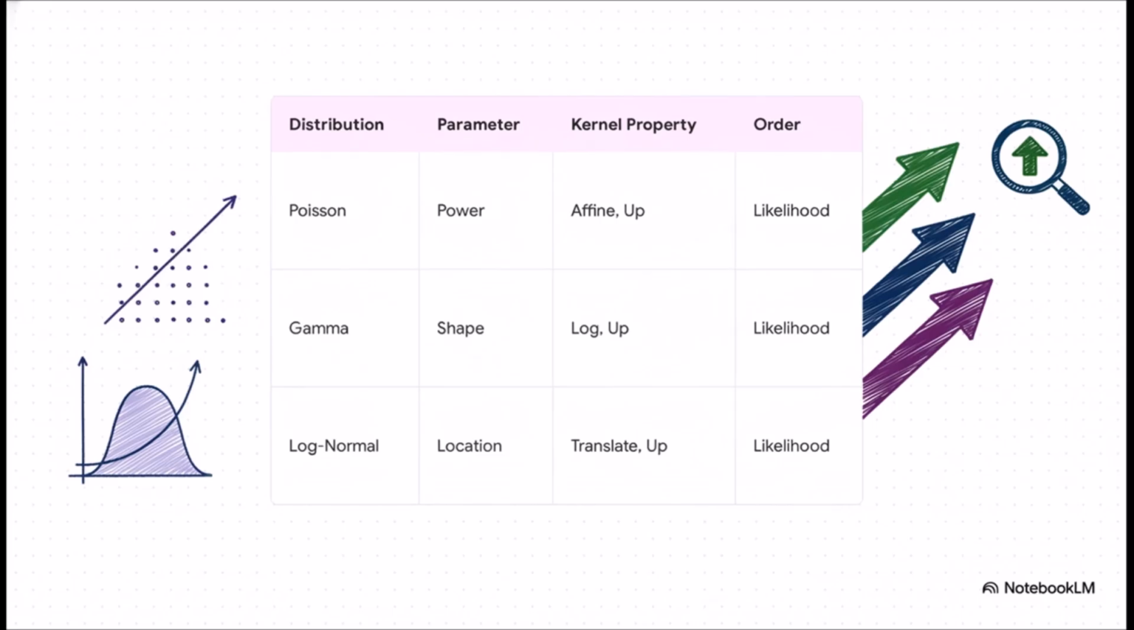Next, the gamma distribution. It relies on a shape parameter. Its kernel property drops out as a logarithmic curve that is, again, cleanly non-decreasing. Boom! Likelihood ratio proven. Finally, the log-normal distribution. It uses a location parameter, creating a translated, non-decreasing kernel. Proven again. We completely, 100% bypass the clunky likelihood ratio. We don't touch the normalization constants, we just look at the geometric property.